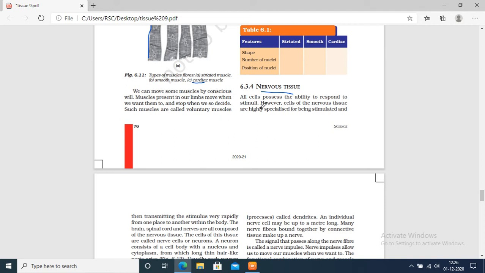The information is received and then transmitted to the brain, and then the brain transmits the information back. So that is how the information is being transmitted in our body. Because of this nervous tissue, the information is being transferred. The cells of this nervous tissue are known as neurons. A single cell of this nervous tissue is known as a neuron.